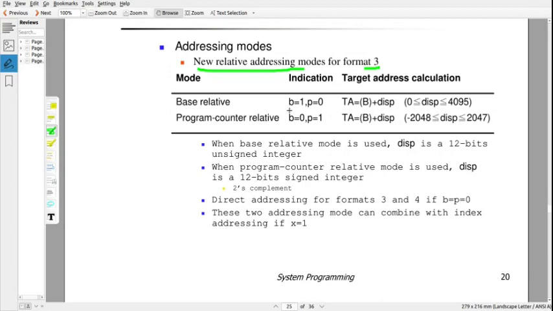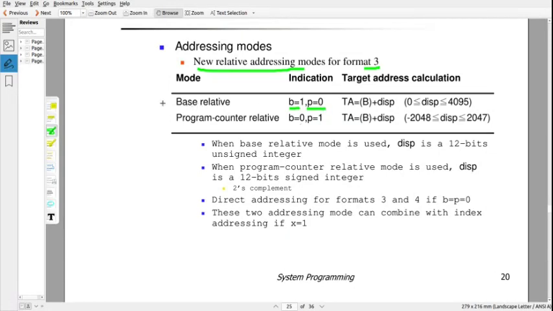B indicates base relative addressing mode, and P indicates program counter relative addressing mode. If B is equal to 1 and P is equal to 0, then we can say that the format 3 instruction is in base relative addressing mode. If P is equal to 1 and B is equal to 0, then we can tell that the format 3 instruction is in program counter relative addressing mode.